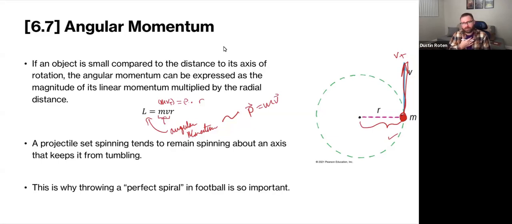Something to keep in mind with this whole idea of angular momentum is a particle or a projectile that's launched and spins, like a bullet or a football. If you want to throw that perfect spiral, even if it is a projectile and it has linear motion, the spinning will actually keep it from starting to tumble. And that's a little bit of what you're going to see in this super cool in-class demo that I keep talking about.